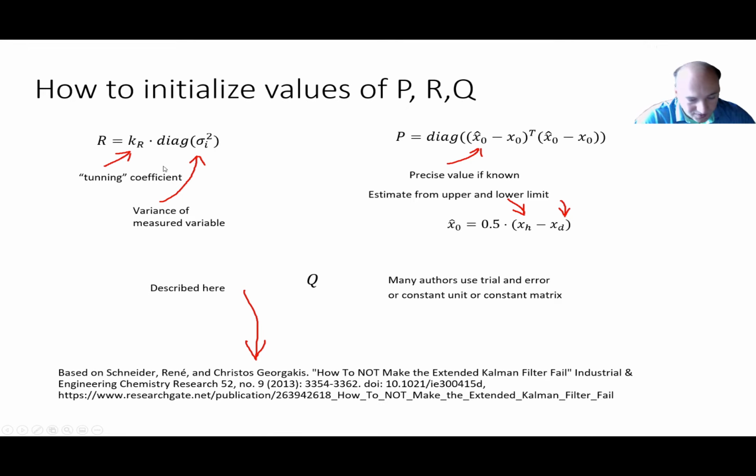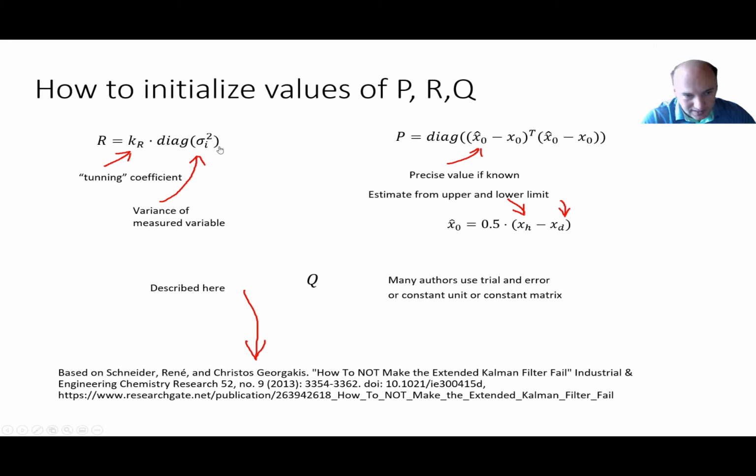Well, you make an estimate of the uncertainties that you have in your measurements. You make a diagonal matrix where on the diagonal you have the uncertainties of your sensors. And then you introduce something that I have called a tuning coefficient. By tuning this coefficient, you can tune how sensitive your calculation will be to the noise, to the uncertainty that you have in the measurement.